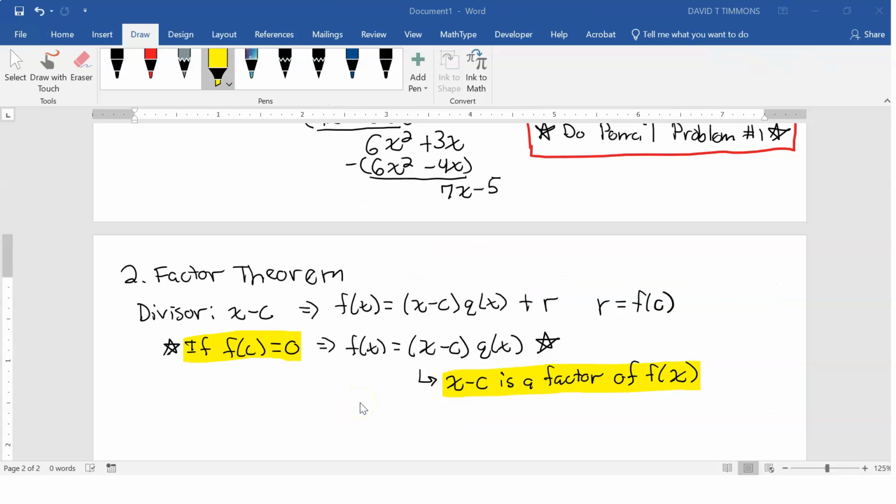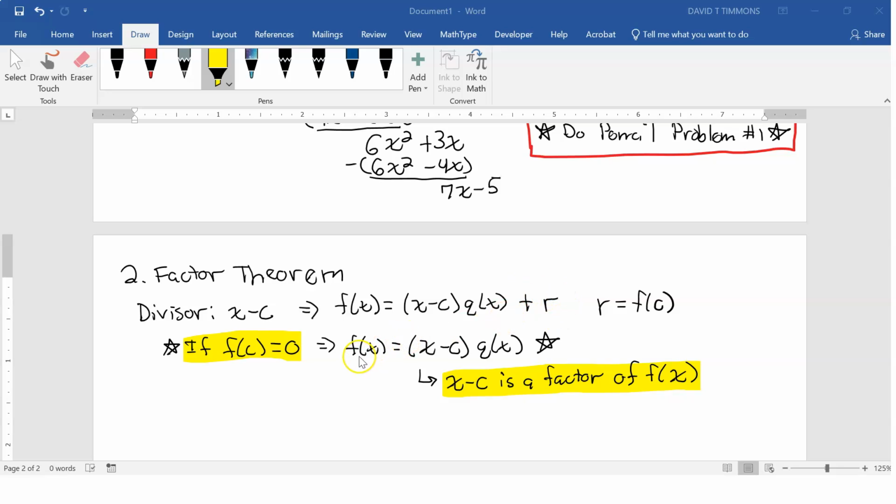Now let's look at the last topic in section 3.3, which is the factor theorem. And this is going to look at examples where the divisor is of the form x minus c. Now, if we revisit the division algorithm, f of x would equal our divisor x minus c times the quotient q of x plus some constant remainder, r. Now, there is something called the remainder theorem, where the remainder in your division would be the function evaluated at some value c. But if that value, f of c, equals 0, then this term r drops away.